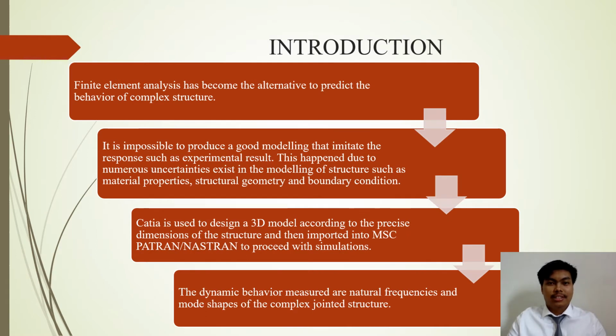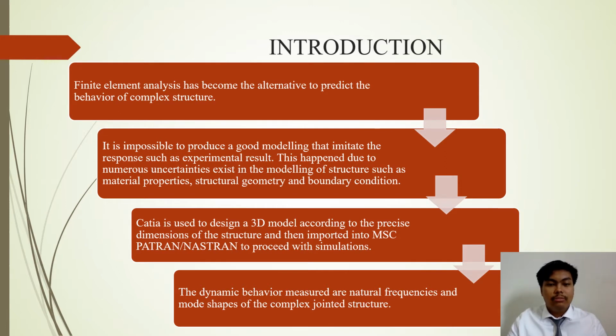Next, introduction. Finite element analysis has become the alternative to predict the behavior of the complex jointed structure. It is impossible to produce a good model that imitates the response such as the experimental result. This happens due to the numerous uncertainties that exist in the modeling of the structure such as material properties, structural geometry, and boundary conditions. CATIA is used to design a 3D model according to the precise dimensions of the structure and then imported to MSC Nastran-Patran to proceed with simulations.